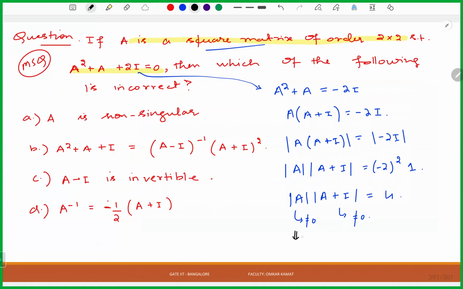So from here, this implies that what now? This implies that if determinant of A is not equal to 0, then A is a non-singular matrix. See, done. Means this is true. Okay, so this option can't be correct. Now, if A is non-singular, we further know that A inverse exists. Correct or no? A inverse exists. Yes. If A inverse exists, further what we can tell?